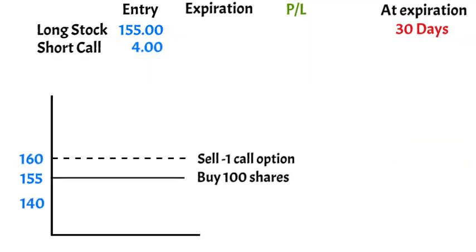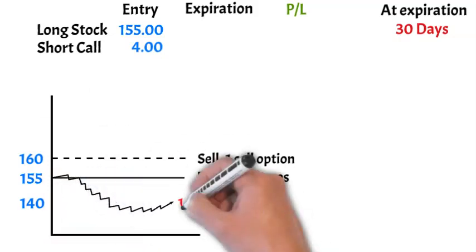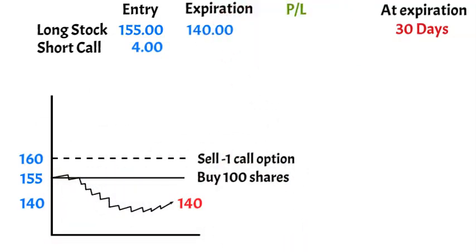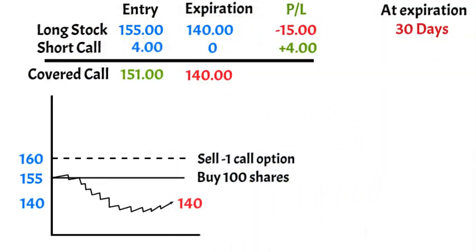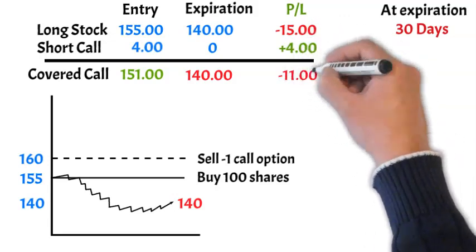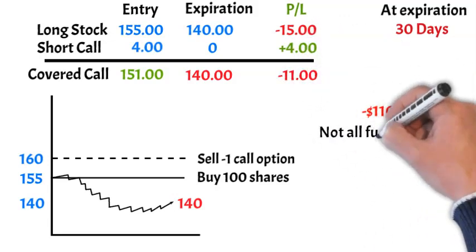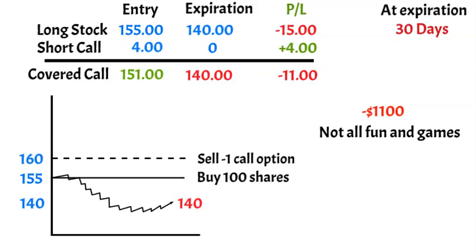Scenario number 3, stock XYZ is currently at $155 per share, but this time it goes down to $140 by expiration. The stock would be down 15 points, but the call would expire worthless, giving you a 4-point gain. This would result in a net loss of 11 points or $1,100, so it's not all fun and games doing the covered call. So let's do a quick recap on all this.